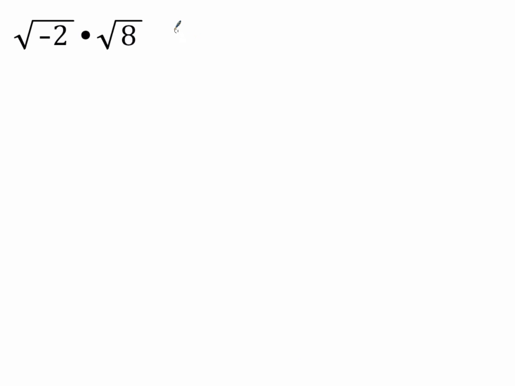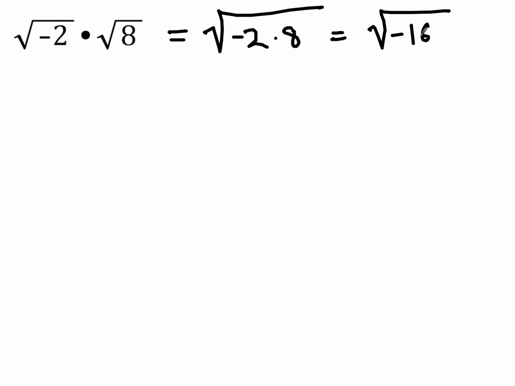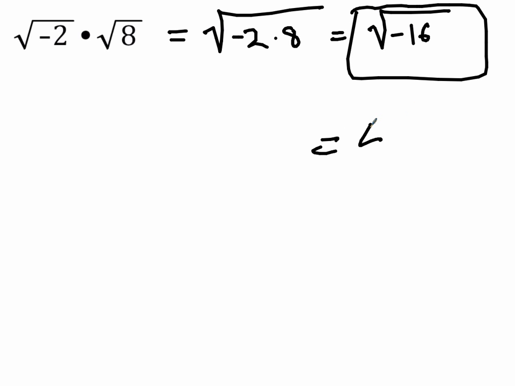Okay, let's do this one now. So again, we can combine them under one radical, and you have negative 2 times 8, which gives you the square root of negative 16. There is no square root of negative 16, not a real number anyway, and so that's as simplified as you can get. Or I guess you could write it with imaginary numbers if you chose. You could write it as 4i.